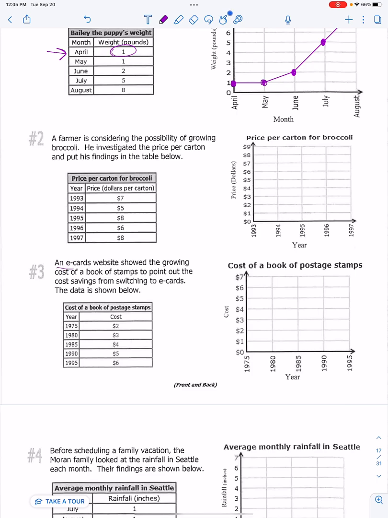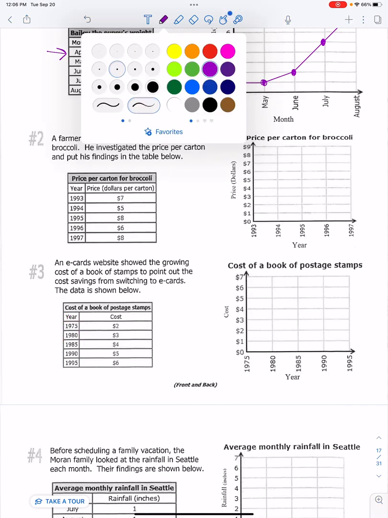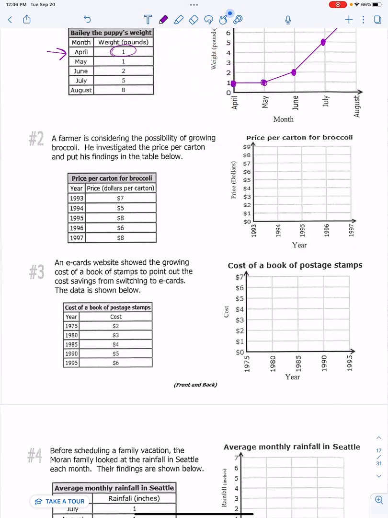We have e-cards showing the cost of a book of stamps compared to the cost savings for switching to e-cards. So we've got years on the left and cost on the right. I'm going to make my pen a little bigger this time. So year 1975, it looks like it cost $2.